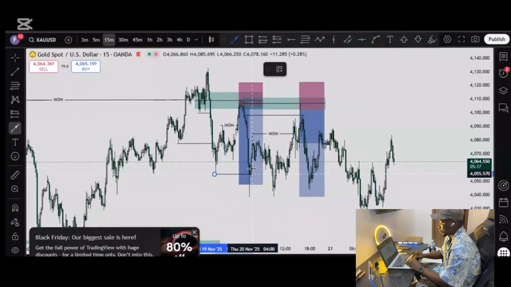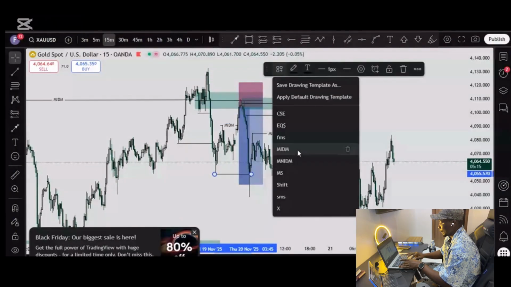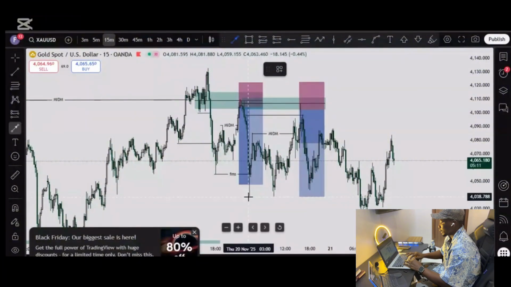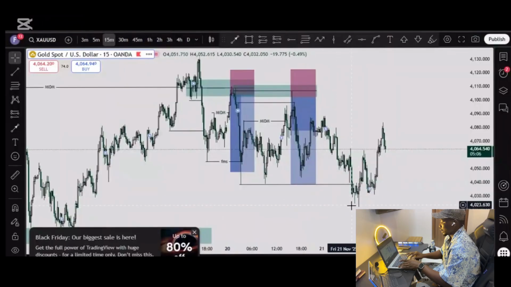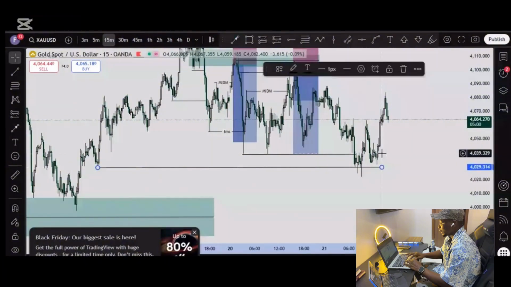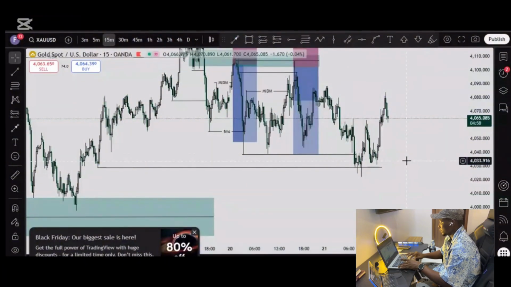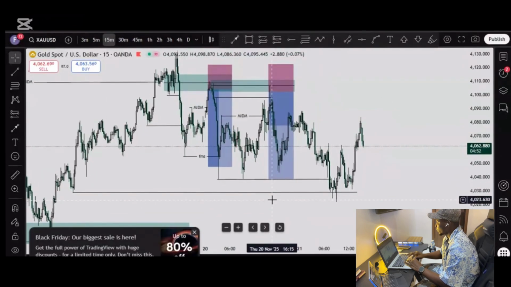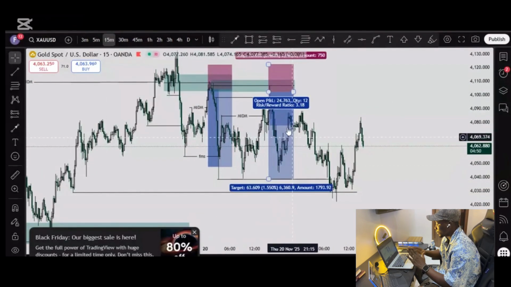After this first break of structure, this was the first break of structure. Then I needed a second break of structure for me to know that okay, that was the final break of structure. And then this low again was my last TP. That was my last TP that I was anticipating. Maybe if the market gets to this low, it will push all the way up. So that was my final take profit.